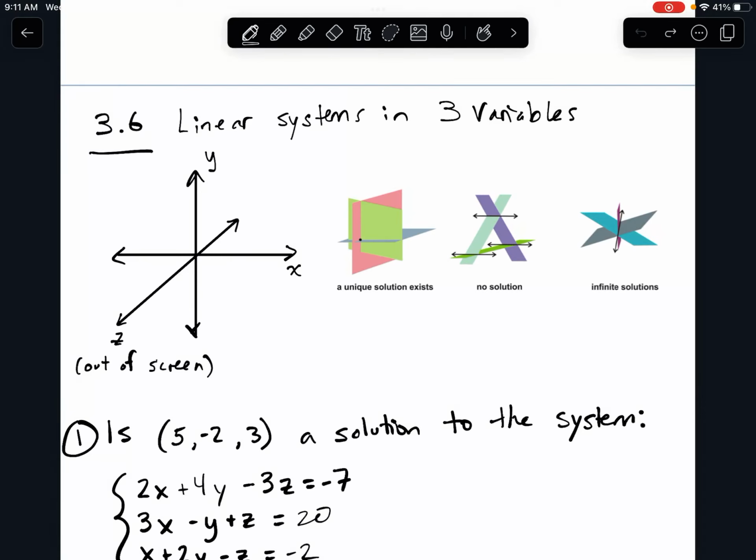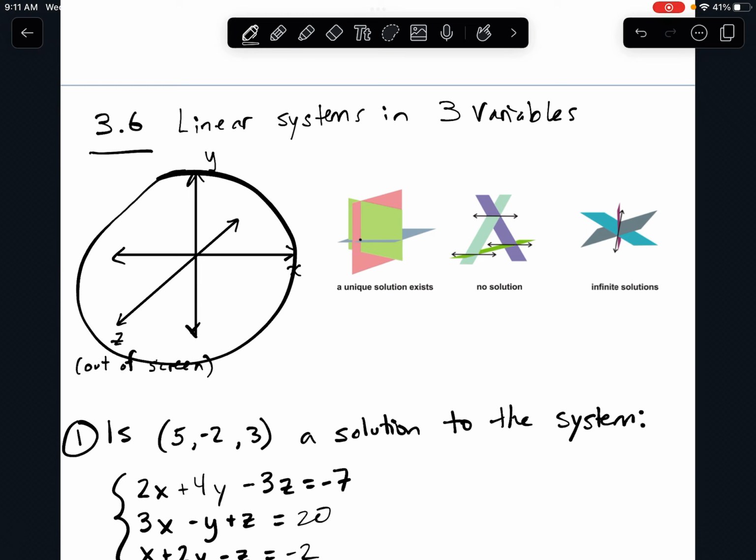Hey, it's your favorite Algebra 2 student, and today's lesson is 3.6, linear systems in three variables. So far, we've been solving systems of equations with two variables, x and y, and finding the solution, which is where the lines intersect on the coordinate plane. Now we're solving systems of equations with three variables, x, y, and z, and finding their solutions in a 3D coordinate plane. Exactly. And so now we've got three dimensions here.